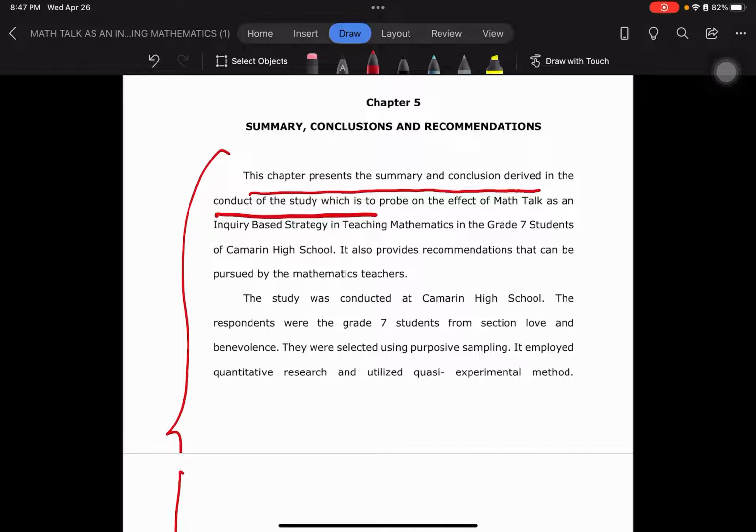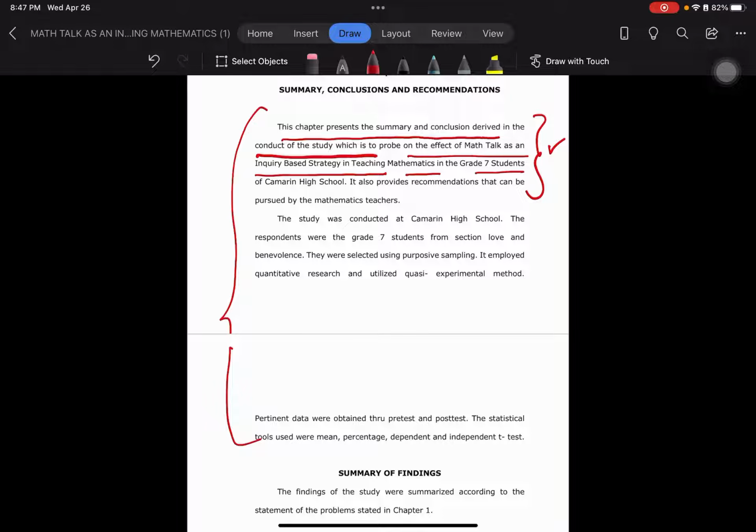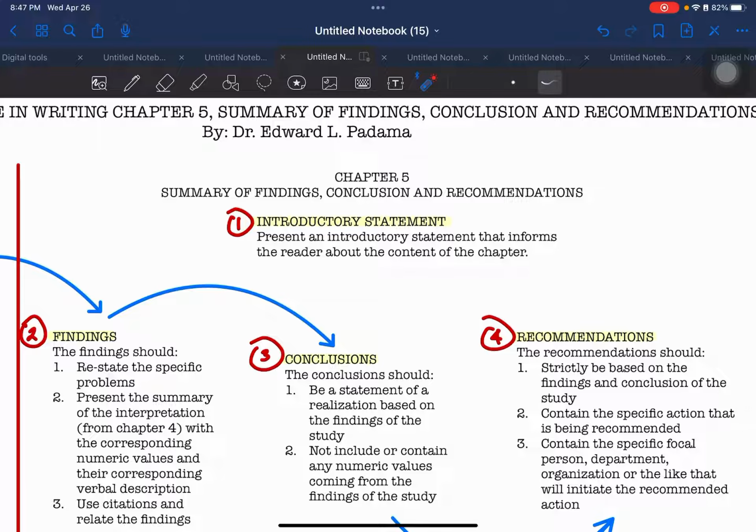goal or the aim of the study is also included, which is to identify the effect of Math Talk inquiry-based strategy in teaching mathematics in grade 7 students. So aside from that, this can already be an introductory statement. So aside from that, he still added information or facts based on the conduct of his study. So with or without the second paragraph, the first paragraph is already enough as part of your introductory statement. And as mentioned earlier, the introductory statement presents the information regarding the content of the chapter.